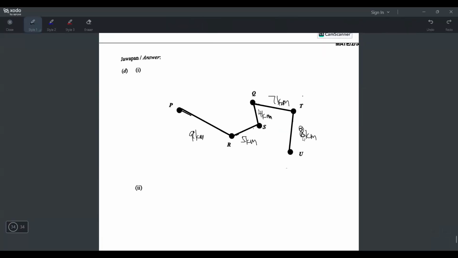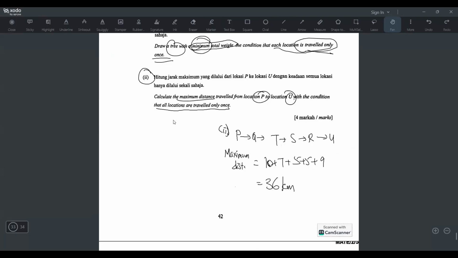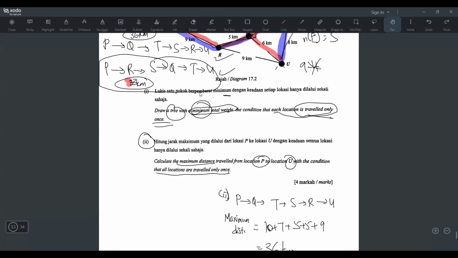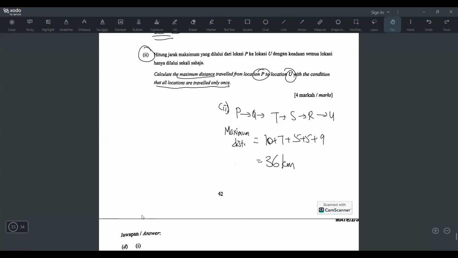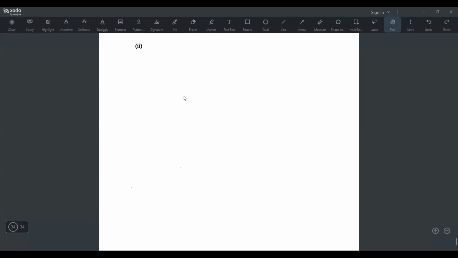I don't have to add everything. No need to find the total because the question never asks you to do that. They just ask you to draw a tree with minimum weight. So you don't have to add. But if you add everything, you get 33, right? But since they never ask, I won't do it. And then for number 2, I already showed it here. So that's the answer.